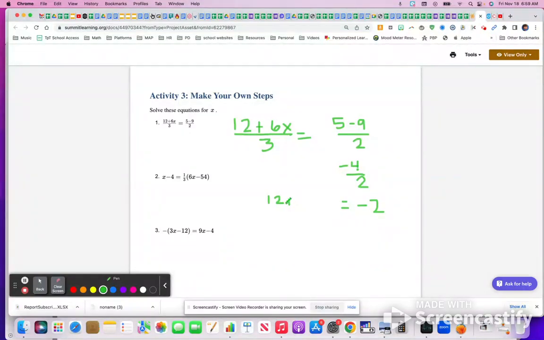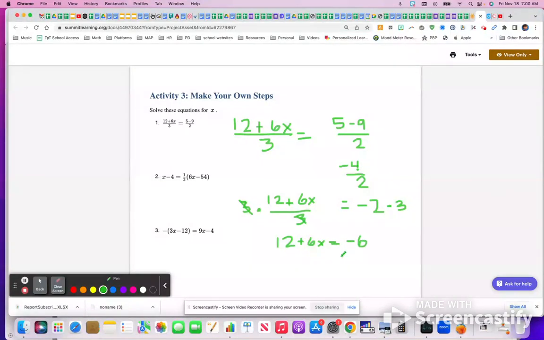So 12 plus 6x divided by 3. Now I still want to go ahead and get rid of that 3. So I'm going to multiply this side by 3. And when I do that, those two are going to cancel out and become a 1. But if I'm going to multiply this side by 3, I have to multiply the other side by 3 as well. So I'm going to multiply this side by 3 too. And that gives me 12 plus 6x equals negative 2 times 3 is a negative 6.